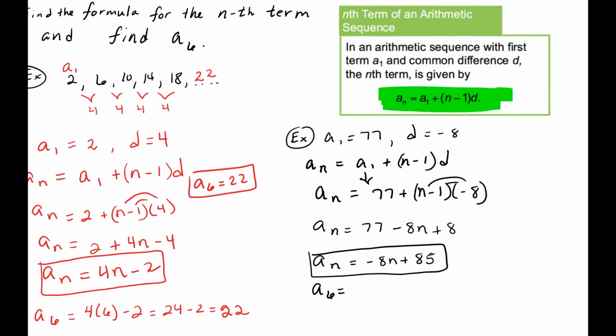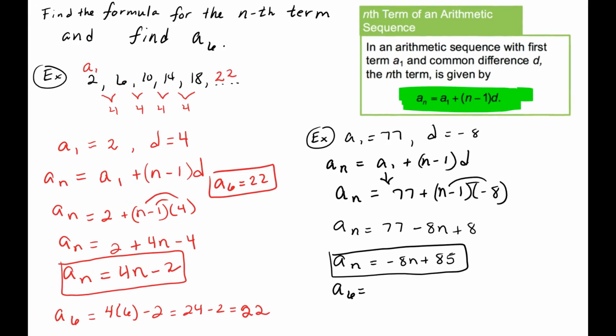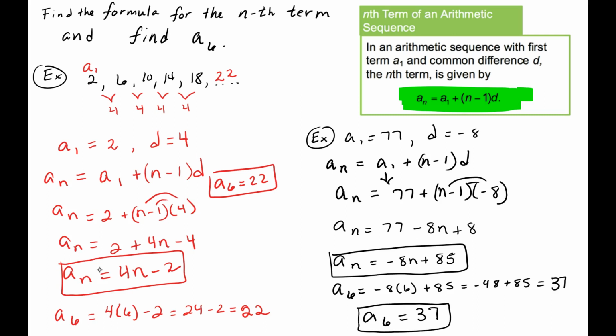Now we find a6, the sixth element of the sequence. Negative 8 times 6 plus 85, which is negative 48, plus 85, which is what? 37. So a6, the sixth element, is 37 in this sequence. Not terribly difficult. You're really just applying the formula, and if you can apply the formula, then it's a piece of cake, or should I say a piece of pie.